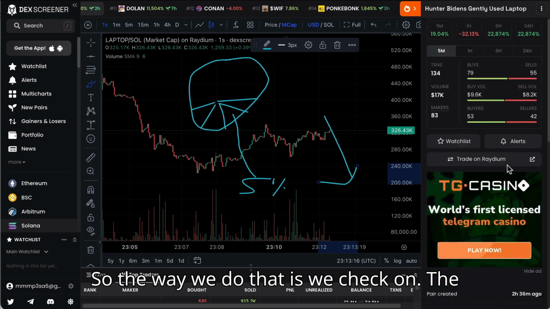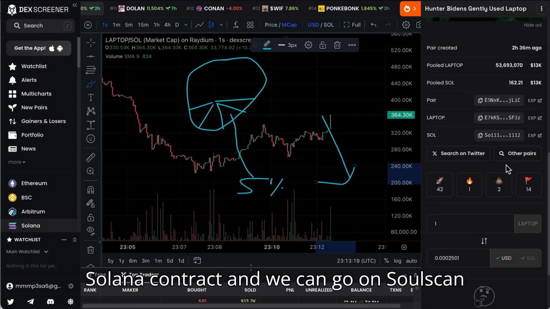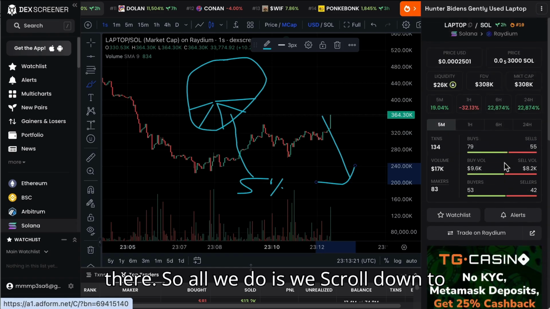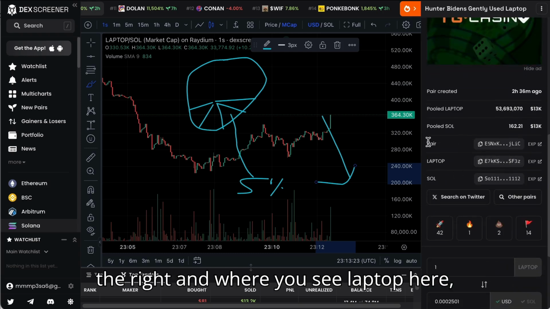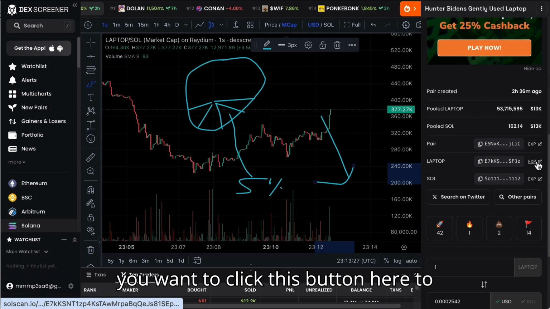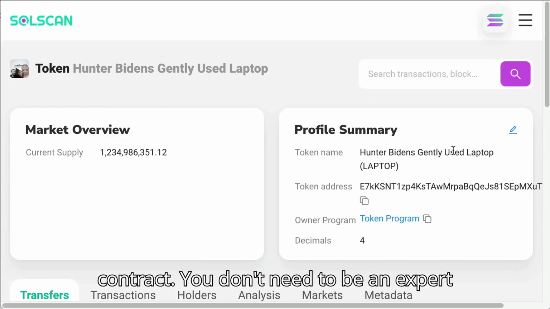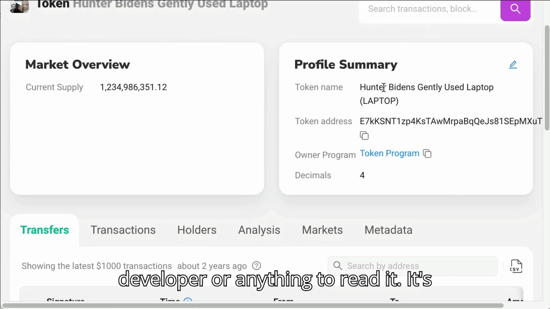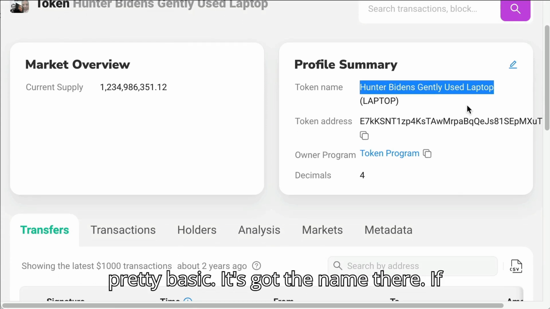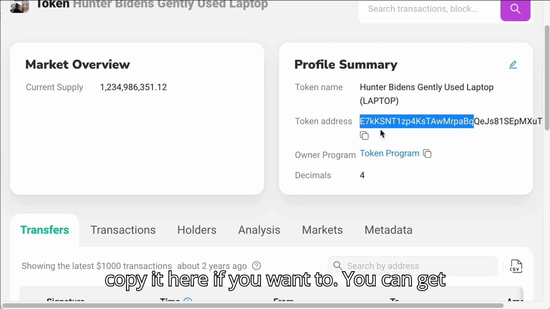So the way we do that is we check on the Solana contract, and we can go to Solscan there. All we do is scroll down to the right, and where you see laptop here, you want to click this button to open in a new tab, and that opens solscan.io. Solscan's really good. You can get some quick information about the contract. You don't need to be an expert developer to read it. It's pretty basic. It's got the name there. If you ever need the token address, you can copy it here.